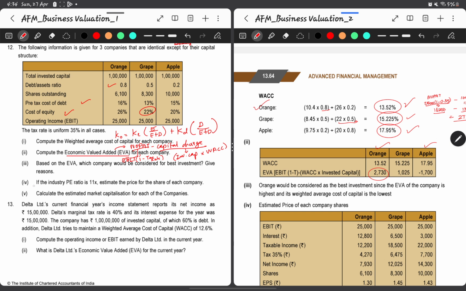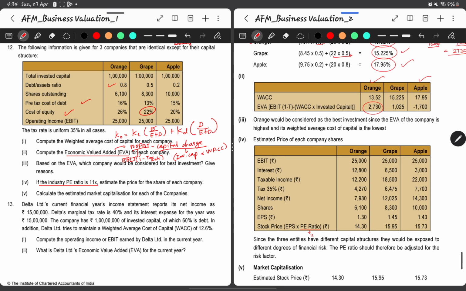The next requirement is, if the industry PE is 11.x, estimate the price for the share of each company. Now they are asking to calculate the market price of share, so MPS, which we can calculate by multiplying EPS by the PE ratio, because we know that PE is 11 times the earnings. So we first go with the EBIT, and then we know the interest also.